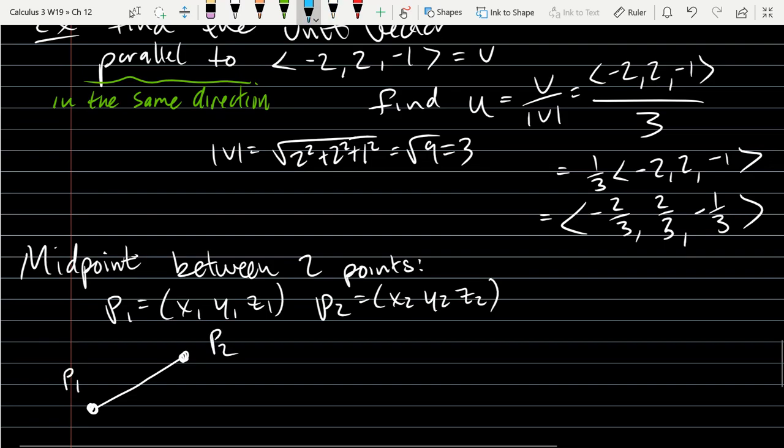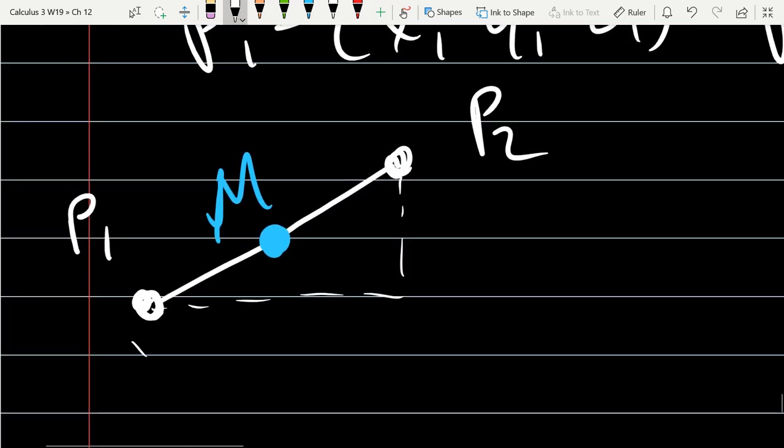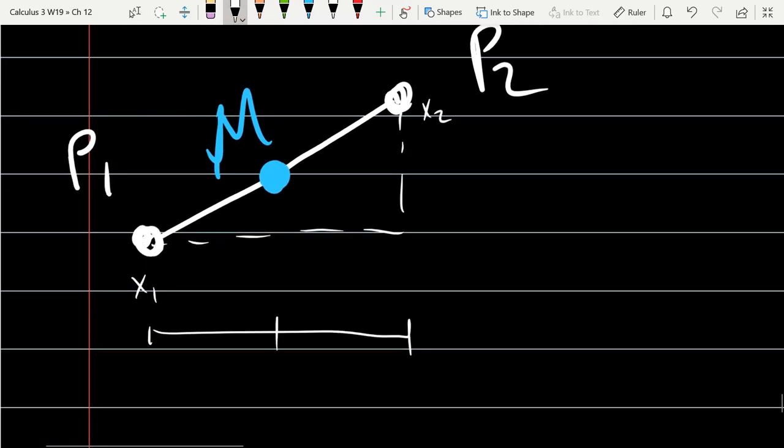So the midpoint will be halfway between that and down that line segment. We'll use M for the midpoint. How did we get midpoint before? So back in the good old days when we had two dimensions, we formed a triangle like this, and we looked at the x1, x2 coordinate. And what I wanted to do is get halfway between x1 and x2.